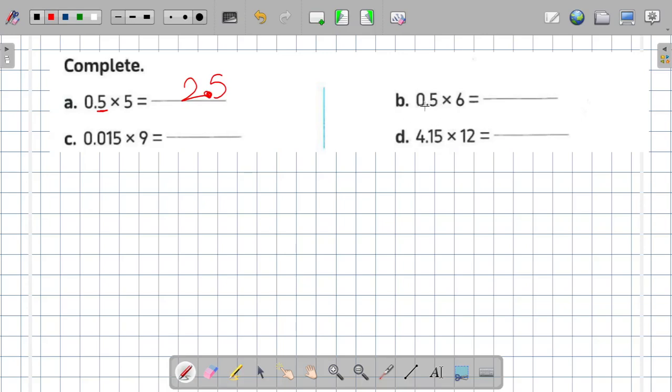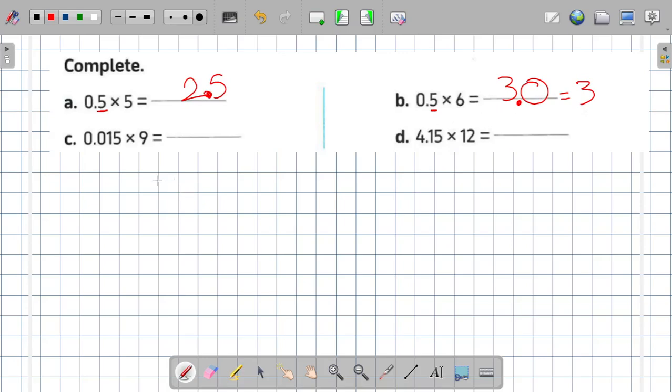Here I have 0.5 by 6. So I will forget the decimal point. So it will be 5 by 6 equals 30. So it will be like this. Okay. And I have one digit before the decimal point. So I will put the decimal point like here. Okay. So it will be 3.0, or maybe I can say it's 3.